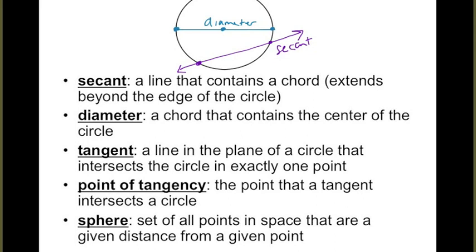Chords can be all different lengths. They can be really tiny right at the edge of the circle. If I pick 2 points that are like right next to each other on the edge of the circle and connect those, it's going to be a really dinky chord. The biggest possible chord is the diameter.